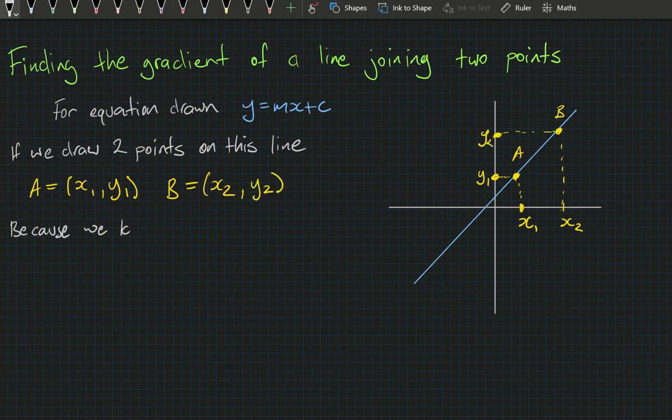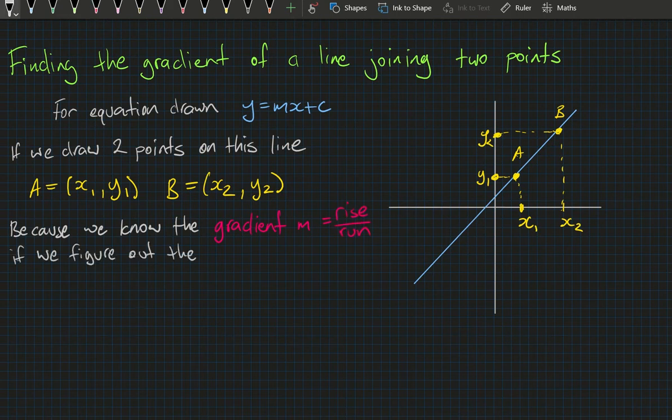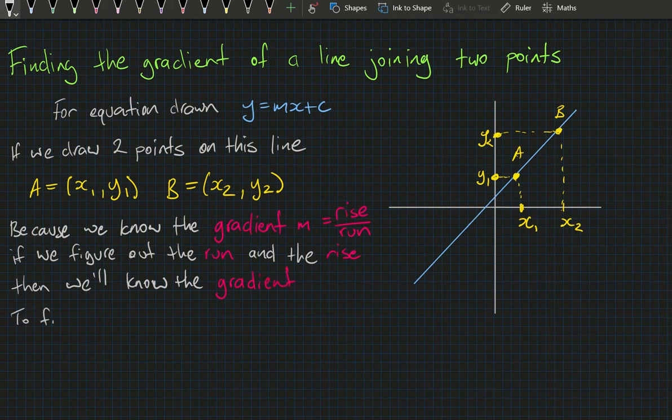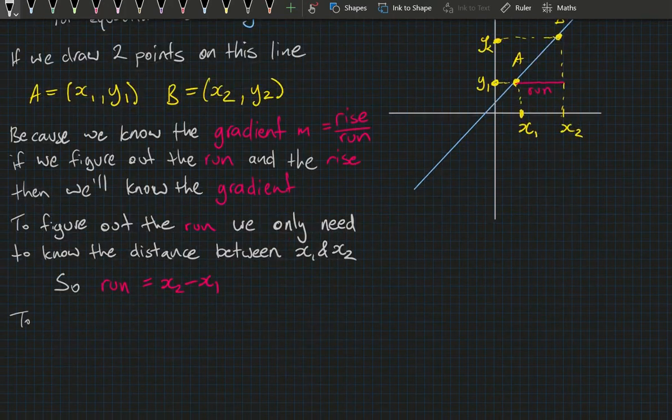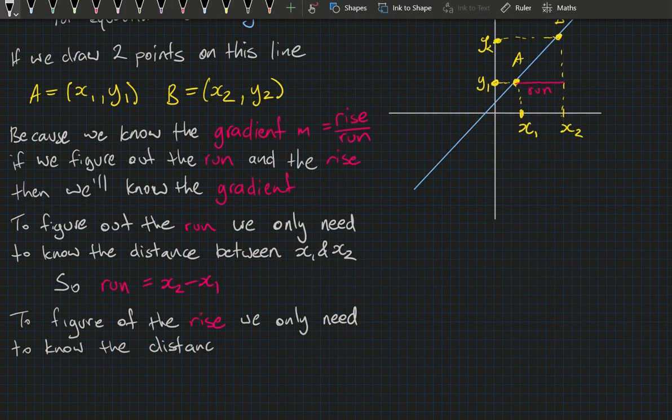Because we know that the gradient m is equal to rise over run, if we figure out the run and the rise, then we'll also know the gradient. To figure out the run, we only need to know the distance between x1 and x2. So run is equal to x2 minus x1, which I'll draw on the graph here. And to figure out rise, we only need to know the distance between y1 and y2. So rise is equal to y2 minus y1, which I'll draw on the graph here.